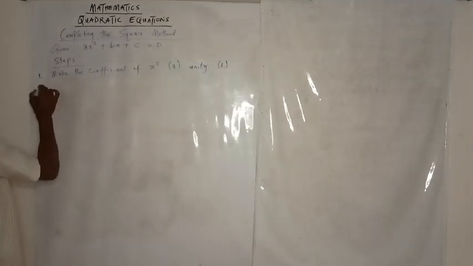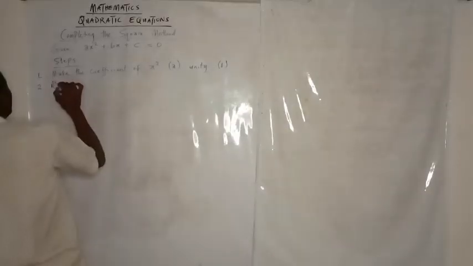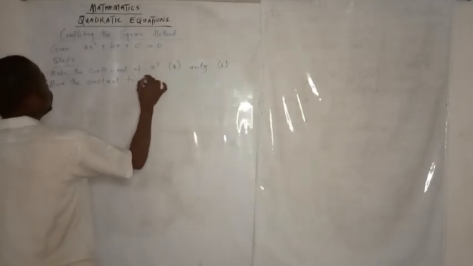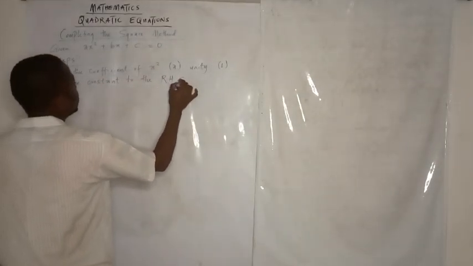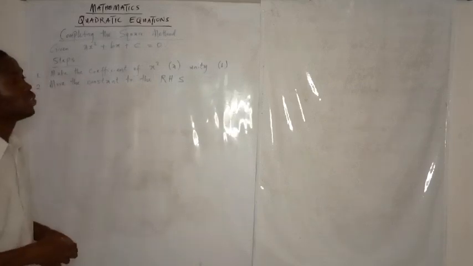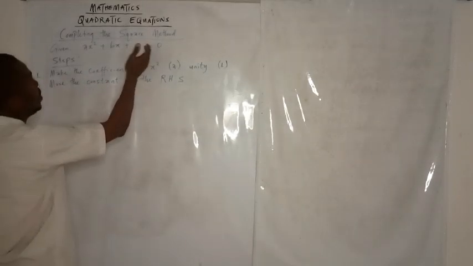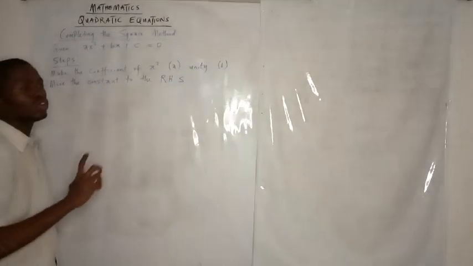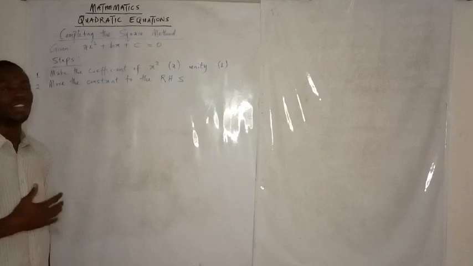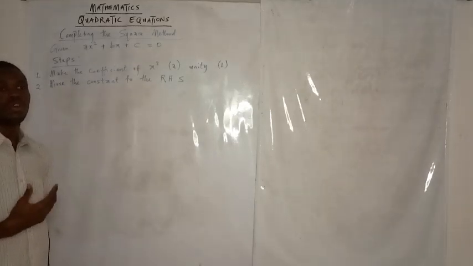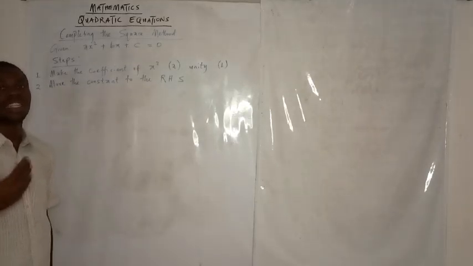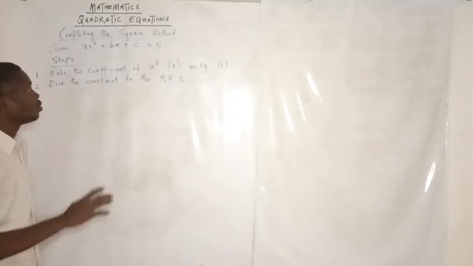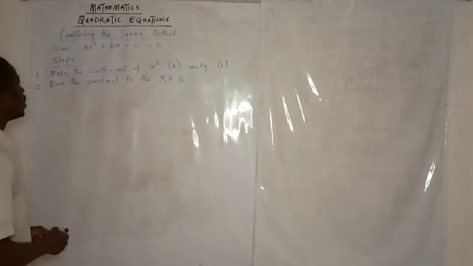And then the second step, move the constant to the right hand side. Remember that a quadratic equation has two sides. This is the left hand side and this is the right hand side. Your constant is c. c is the constant because it is the only term that is independent of x. It is not attached to x. It is just an ordinary number or a value given. So you move the constant to the right hand side.